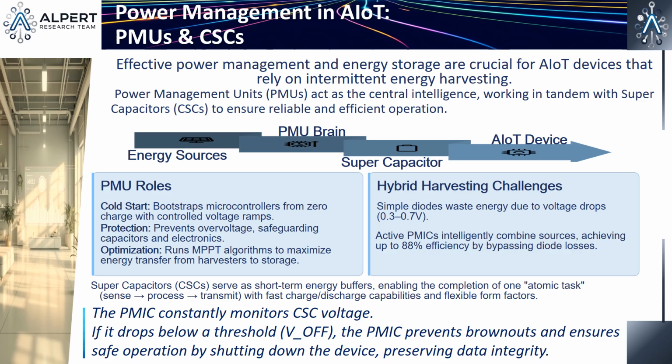So to manage this variable power, what essential roles do the power management units, the PMUs, play beyond simple switching? The PMU is the brain controlling the device's electrical life. It has 3 highly specific jobs in an AIoT context. First, managing the cold start, the complex process of bootstrapping the device's main microcontroller from a state of 0 charge, which requires careful regulation of voltage ramps. Second, protection, guarding against overvoltage that could damage the capacitor or the microcontroller. And third, continuously running that MPPT algorithm to optimize power transfer from the harvester to the storage buffer, ensuring maximum efficiency even as the ambient conditions change rapidly.